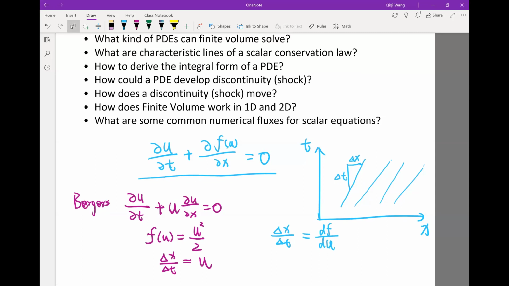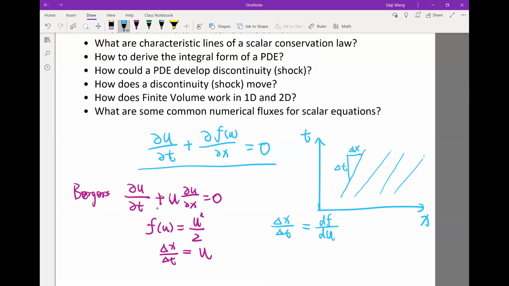And the solution is constant. That's the important thing. The solution is constant along characteristic lines. All right.